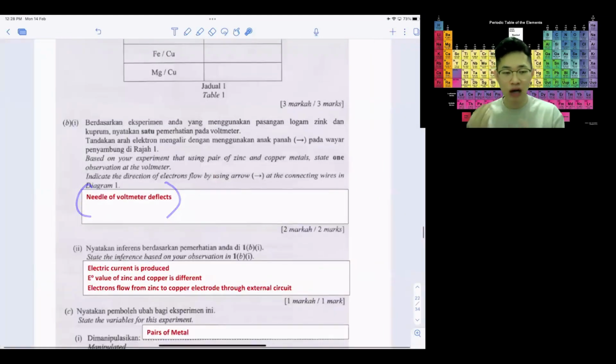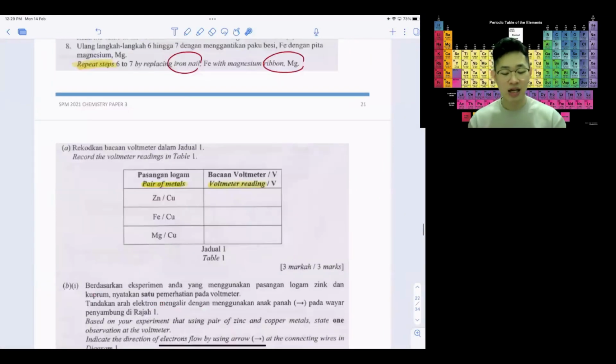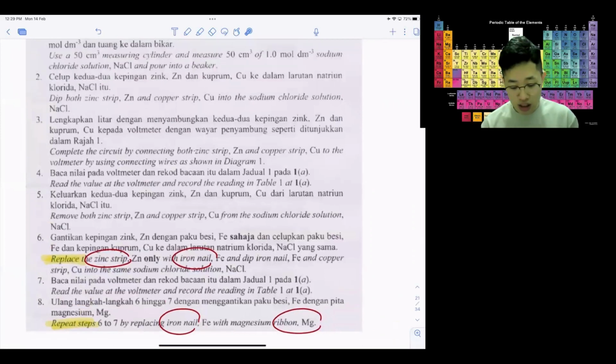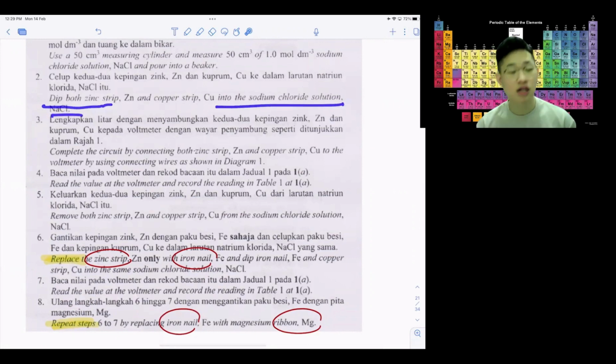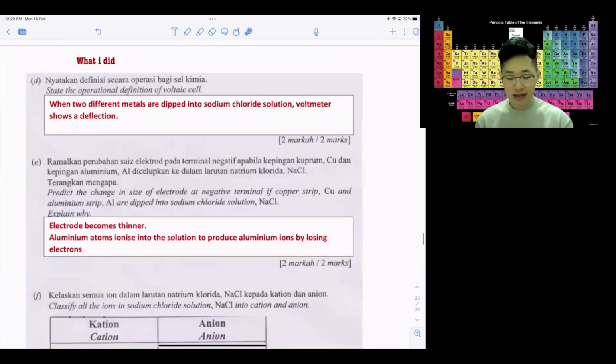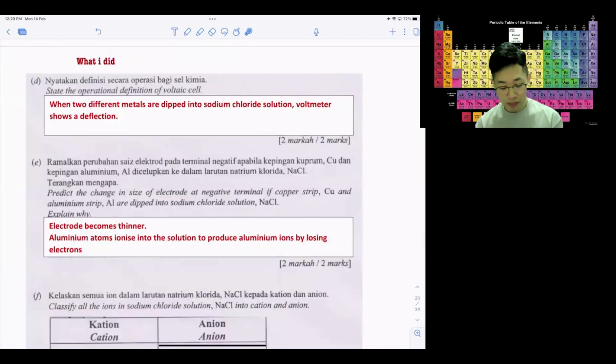And then if you don't know how to get the sentence for what I did, you can try to look for it in the procedure given. You see, dip the metals into sodium chloride solution. So that's what I did. That is the operational definition.